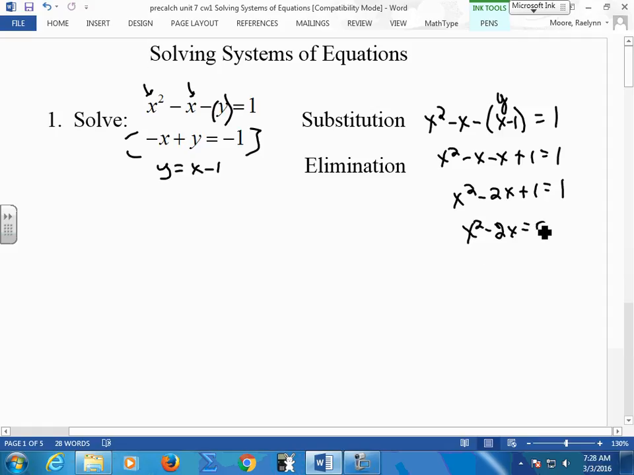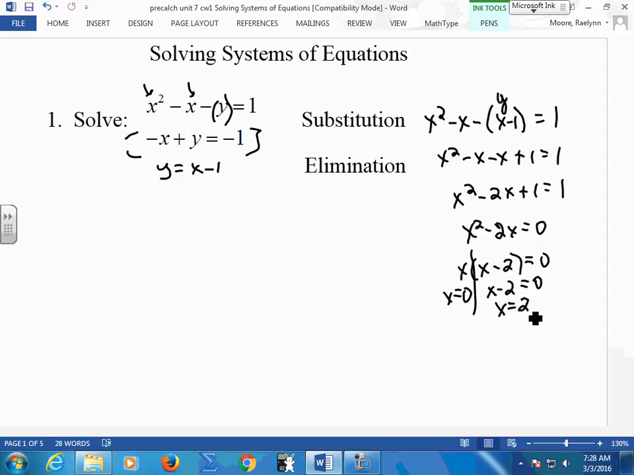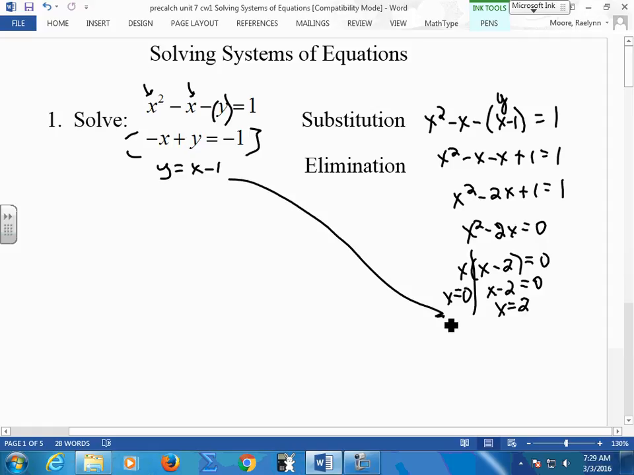And then what? Take out an x. Let's factor out an x. And now you can set them both equal to 0. Are we done? Sarah says no. Because why? We have to find y. We've got another one to find. Now, the y should be nice because we already have it set up.